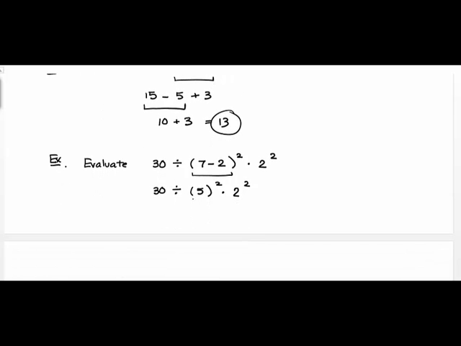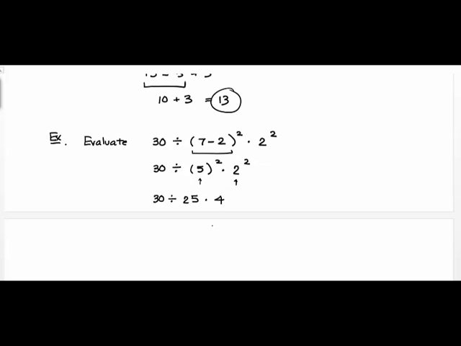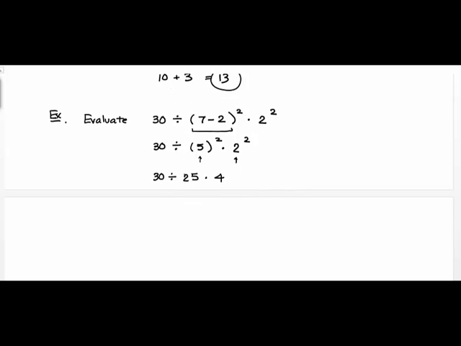Keep going. Now the next thing I see is exponents, right? I have an exponent here and an exponent here. So I'll take 300 divided by 25, which is 5 squared, times 4. Okay, again, going from left to right, I see a division and a multiplication. Remember, multiplication and division are at the same level, so it's whichever one comes first. So I see 300 divided by 25 gives me 12 times 4, and my answer is going to be 48.